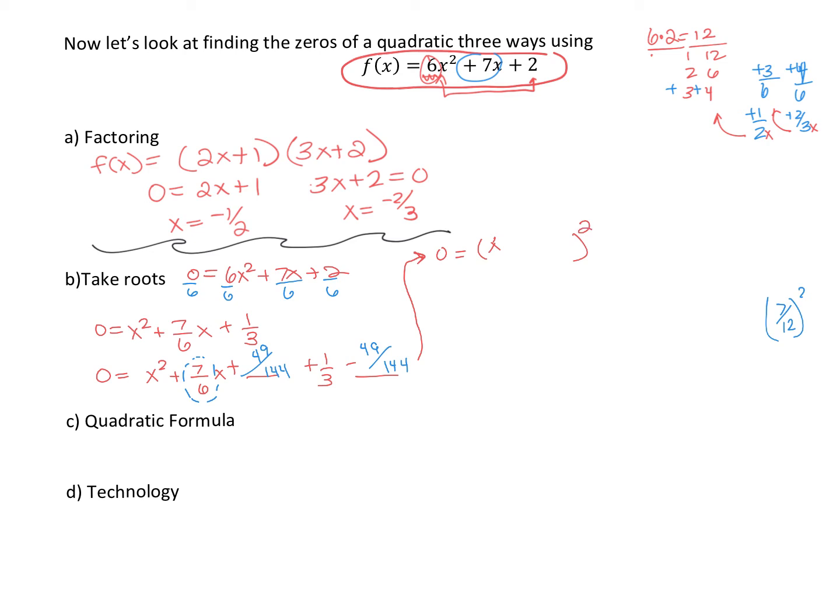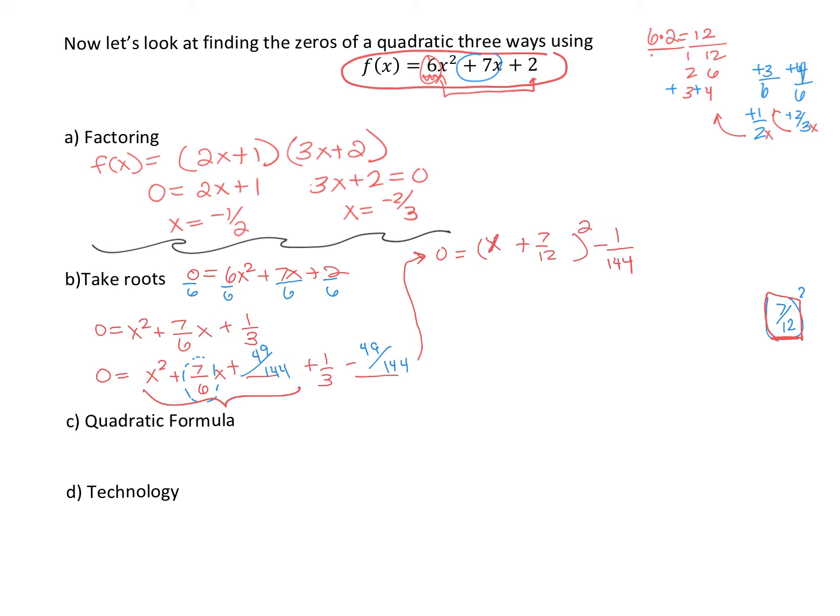So when I factor this perfect square trinomial, I shouldn't have to really think very hard. This is going to be x plus 7/12. And I know that because that was the half of the middle term before I squared it. Then 1/3 minus 49/144 is minus 1/144.